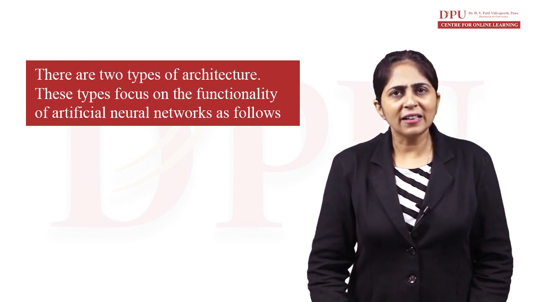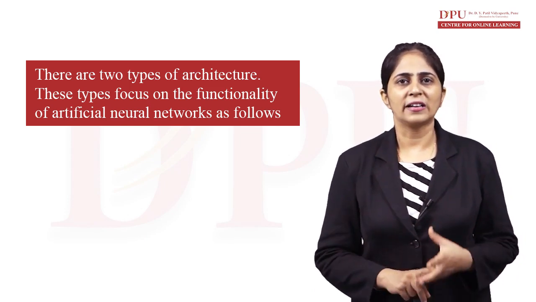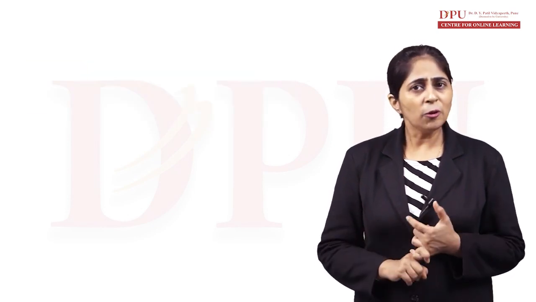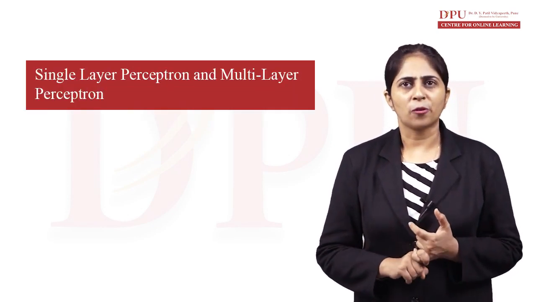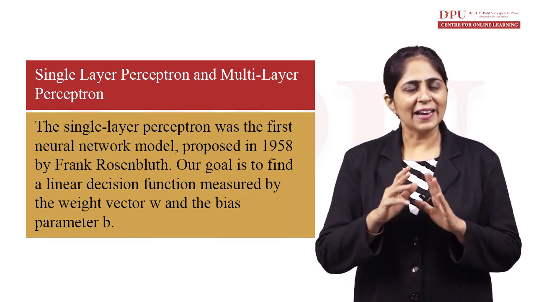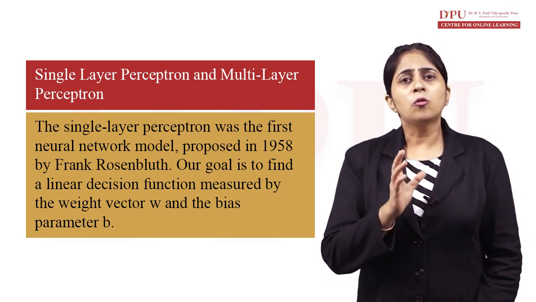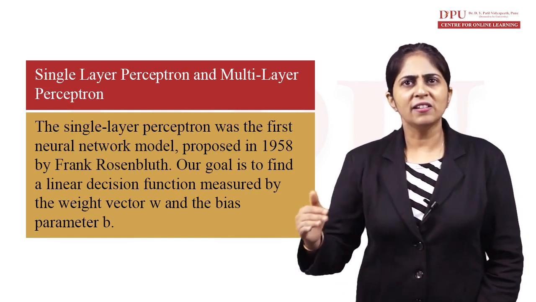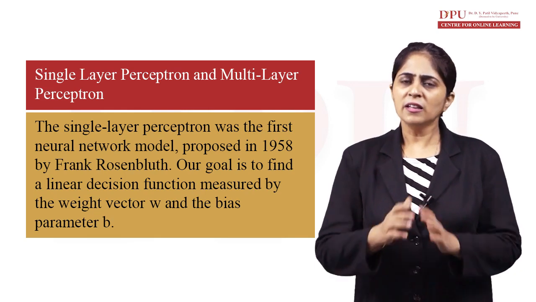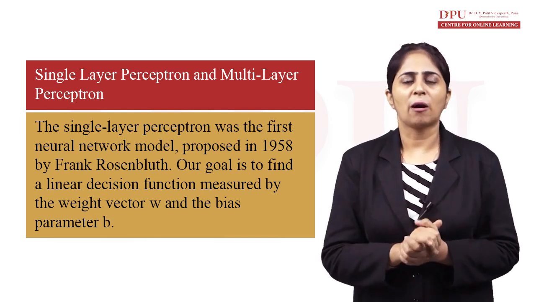Now, talking about the architecture of neural networks. Basically, in artificial neural networks, we have two types of architecture: single layer perceptron and multi-layer perceptron. Talking about the first one, the single layer perceptron was the first neural network, proposed in 1958 by Frank Rosenblatt. Here the goal was to find a linear decision function measured by the weight vector and the bias parameter. This was a single layer neural network. There were not many layers in this because this was the initial development phase.